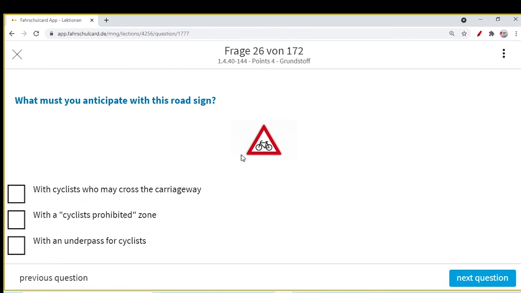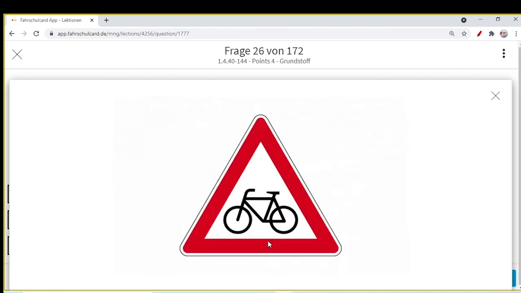The next question is, what must you anticipate with this sign? You see a red triangle, there is a dangerous situation related to cyclists. So maybe there is no bike path, but they are on the road.